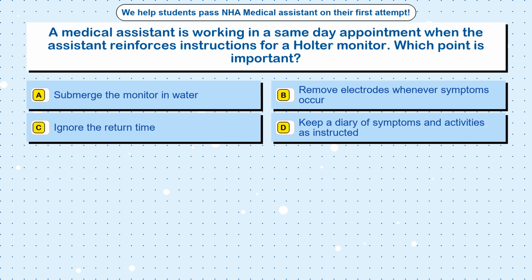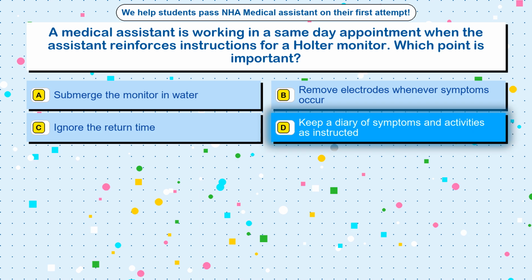Question 66. A medical assistant is working in a same-day appointment when the assistant reinforces instructions for a Holter monitor. Which point is important? Option A. Submerge the monitor in water. Option B. Remove electrodes whenever symptoms occur. Option C. Ignore the return time. Option D. Keep a diary of symptoms and activities as instructed. The correct answer is option D.